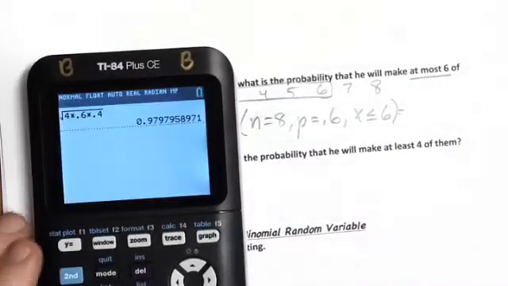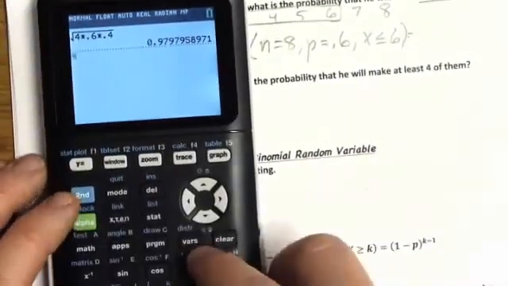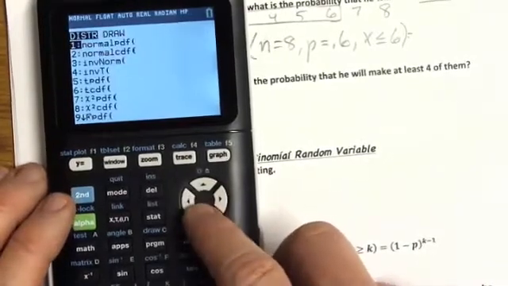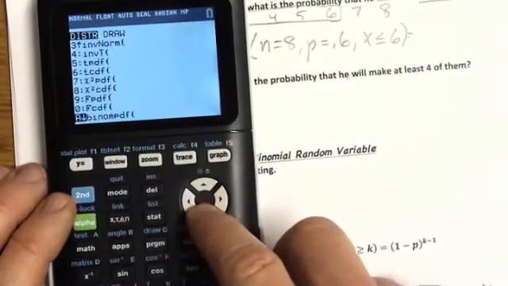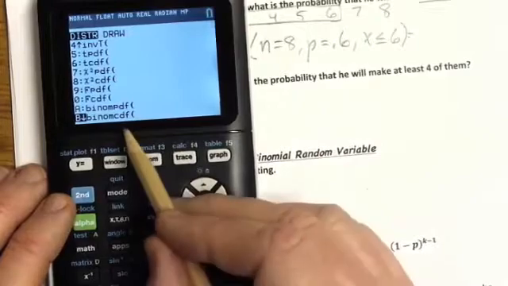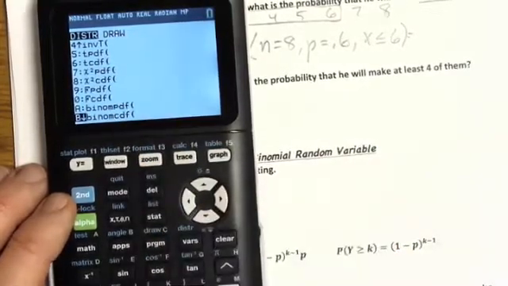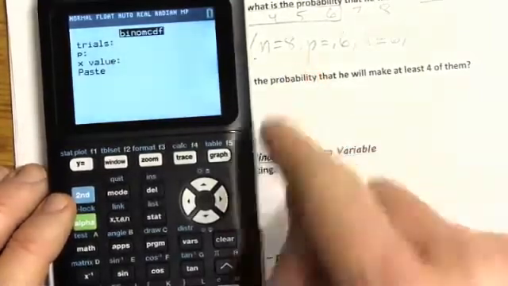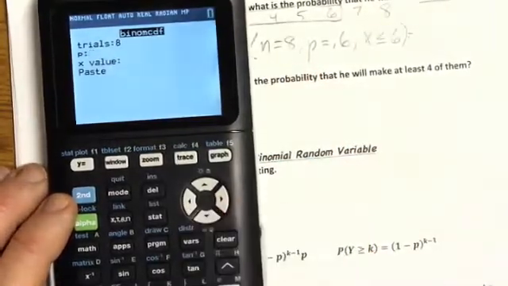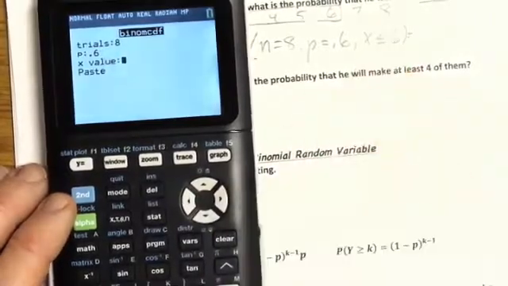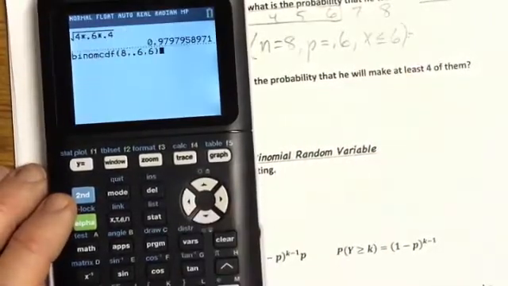And so we go to second distribution, right above the VARS button. Scroll down, second distribution. There it is. Binomial CDF means cumulative. So P means for one point, C means cumulative. So our number of trials is 8, our probability of success is 0.6, and X, our number of successes, is 6. And so there we go.